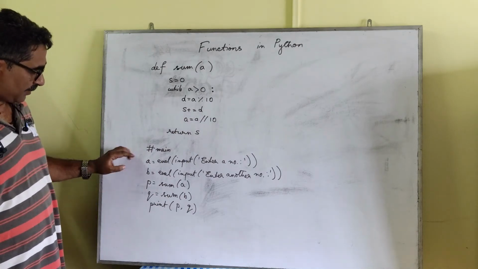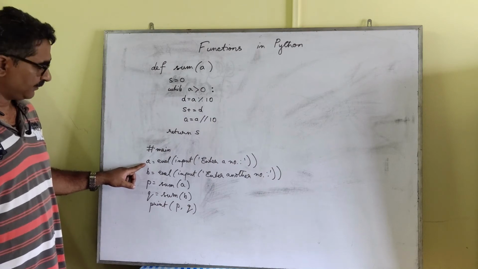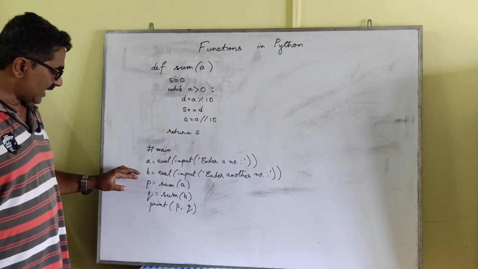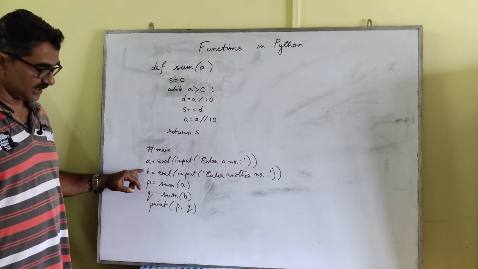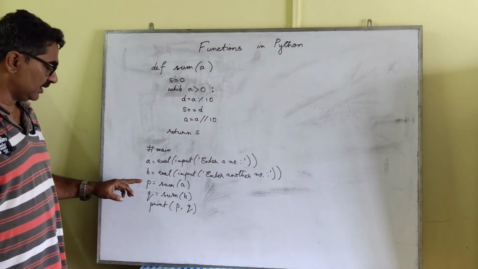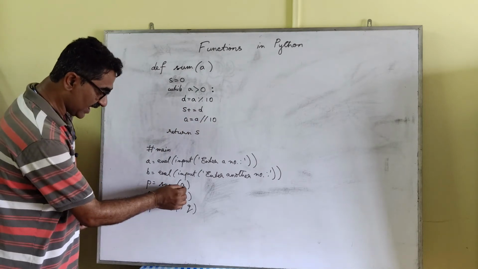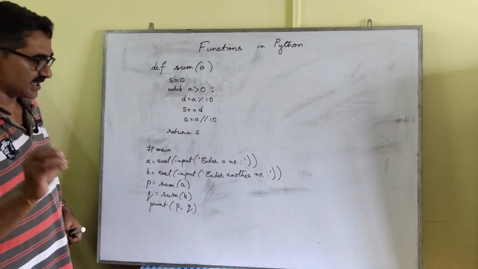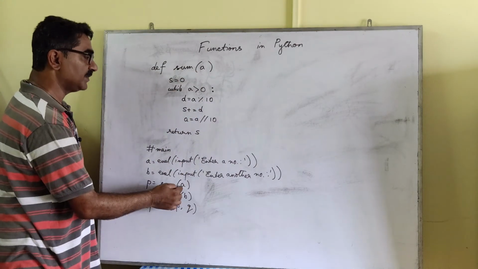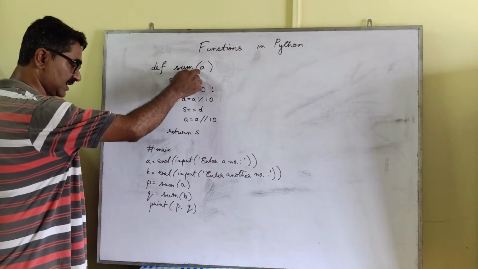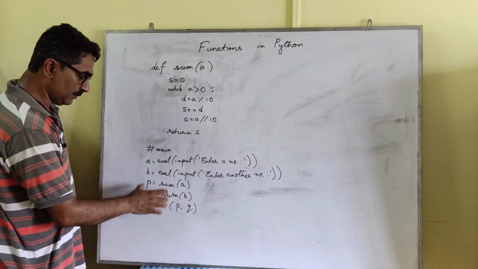Now look at the main part. Out here I am accepting a value from the user inside the variable A using the input function, and then I am also accepting another number into variable B. Now look at the third statement over here. P equal to sum A. What am I doing? I am passing the value A, that means the value which is entered by the user, which is stored in variable A, to this particular A. Remember, this A has nothing to do with this A. This A is local to the function sum, and this A is local to the main part.